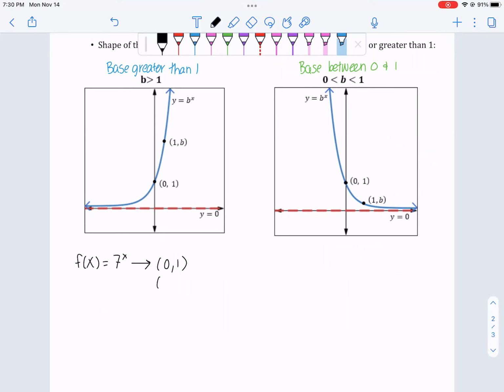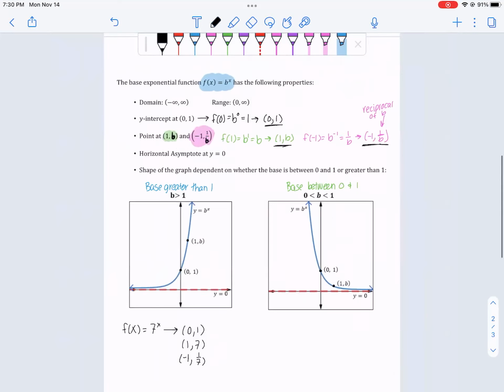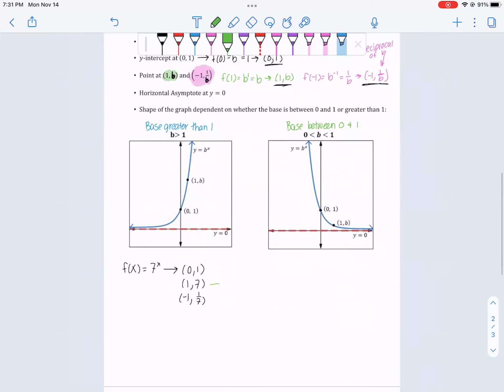And then I know the point 1 comma b, so 1 comma 7 is on the graph, and -1 comma 1 over 7. This is the point 1 comma b. This is the point -1 comma reciprocal of b.